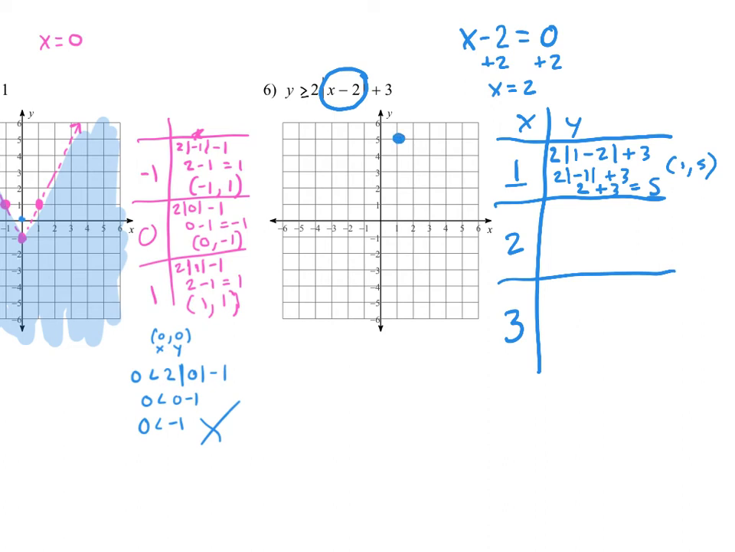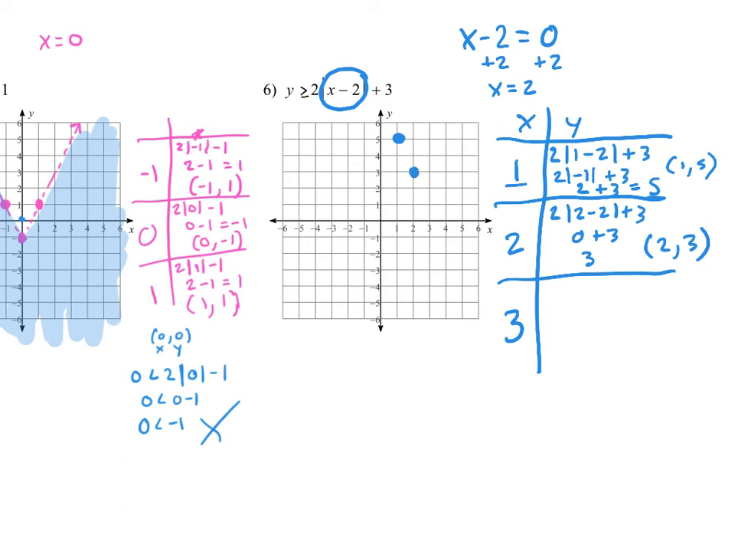Next we're going to plug in 2. So we have 2 times the absolute value of 2 minus 2 plus 3. 2 minus 2 is 0. 0 times 2 is 0. And 0 plus 3 is 3. So our point here is 2, comma 3. So we go to the right 2 and up 3.